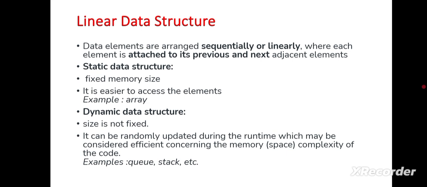In static data structures, it is easier to access the elements. For example, we can take an array as an example of a static data structure. In dynamic data structures, it can be randomly updated during the runtime, which may be considered efficient concerning the memory and complexity of the code. We can take queues or stacks as examples of dynamic data structures.